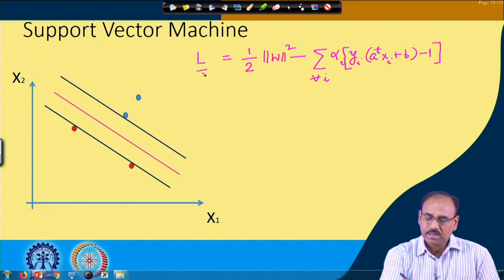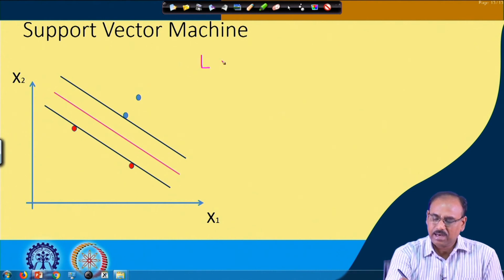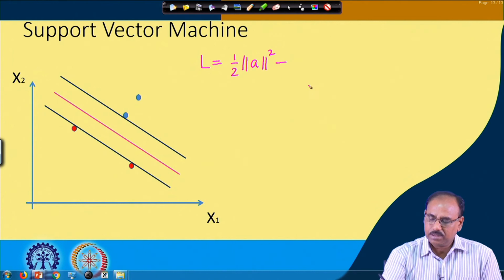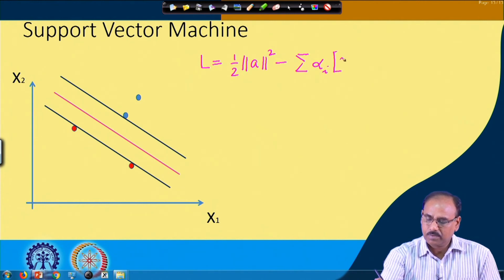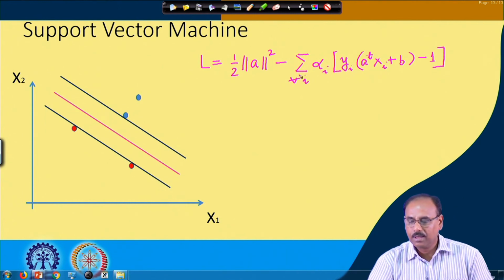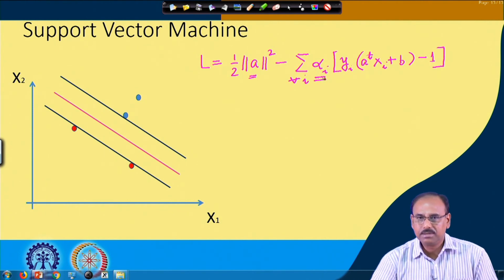So, this L, or the Lagrangian, has to be minimized with respect to, I am using the term A, not W. So, let me put it like this, that my Lagrangian L will be half of mod of A square minus sum of alpha I y I times A transpose x I plus B minus 1, and this summation has to be taken over all I. So, this Lagrangian has to be minimized with respect to A, and it has to be maximized with respect to our Lagrangian multipliers, which are alpha I.